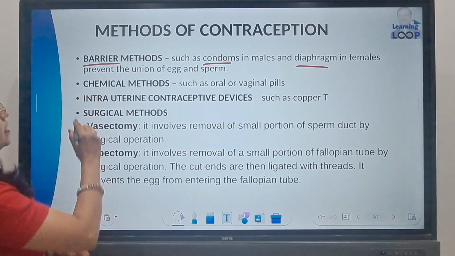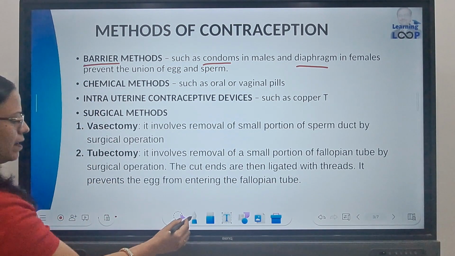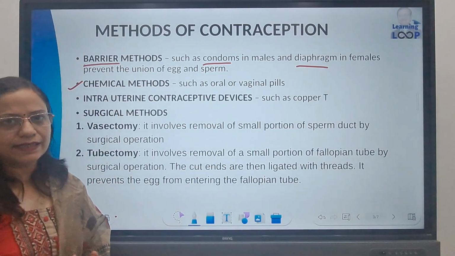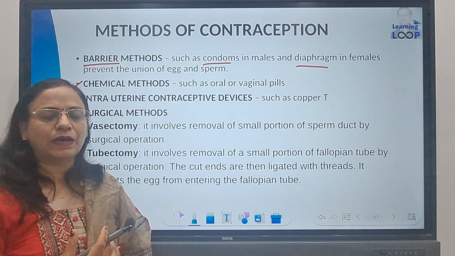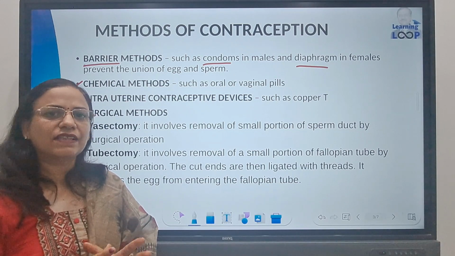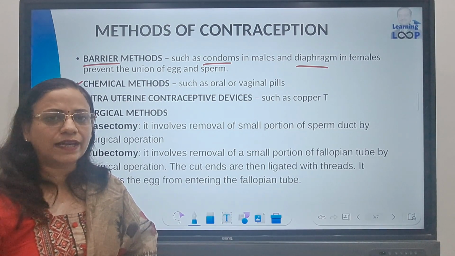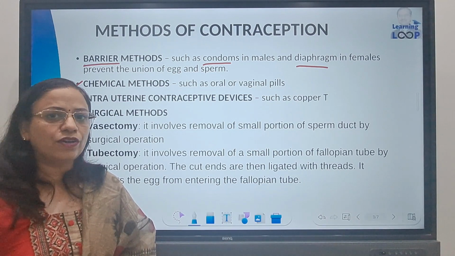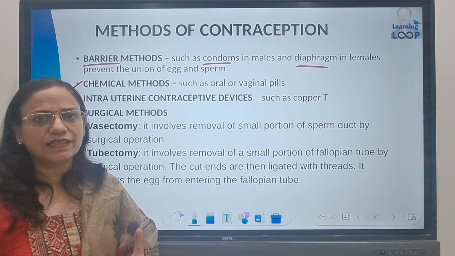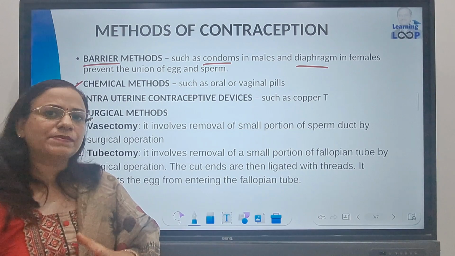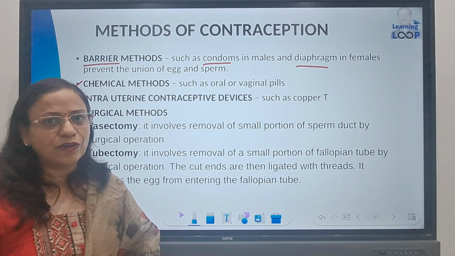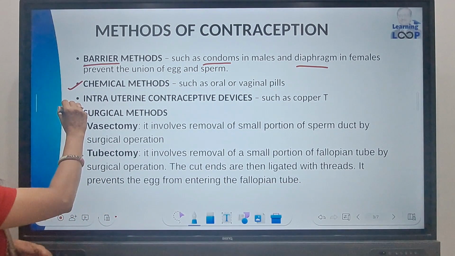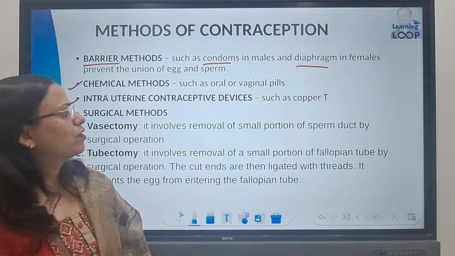The second method is known as the chemical method. When we say a chemical method, it involves the use of medicines which may be oral, that is taken through the mouth, or vaginal, which are placed in the vagina at the time of sexual contact, which kill the sperms. The oral medicines are meant to prevent ovulation, so that if there is no egg, obviously there will be no fertilization, and if the sperms are not able to reach the egg, then also fertilization is not possible.